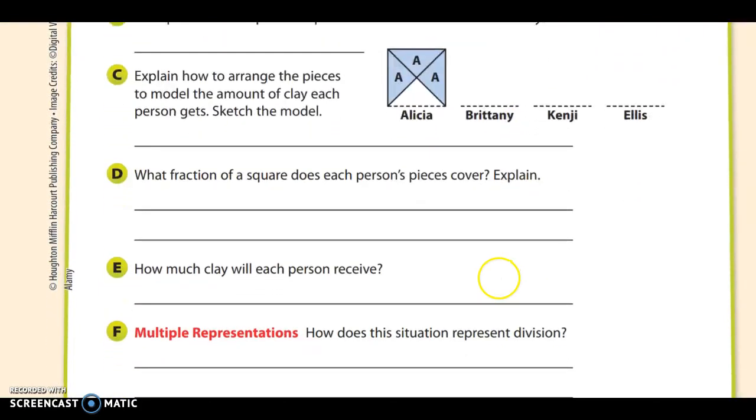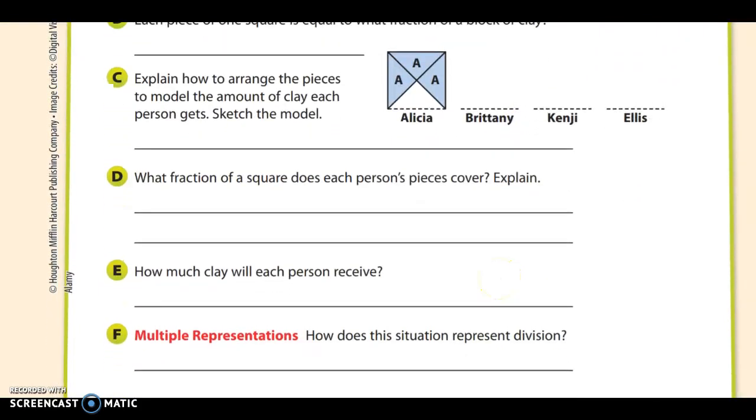Question C says, explain how to arrange the pieces to model the amount of clay each person gets and sketch the model. So if we went back up to the top, you would notice that there were 3 pieces for Alicia. How many pieces does Brittany get? Well, she's also going to get 3. You can actually just sketch the same thing here. Brittany would get 3 pieces. And Kenji would get 3 pieces. You can do the same sketch. So really all we're doing is taking that picture from the top of the page and reorganizing it.